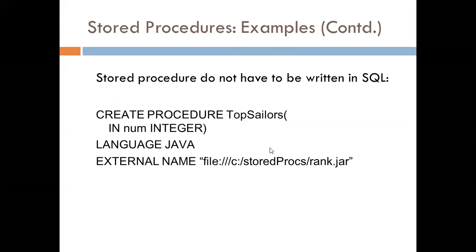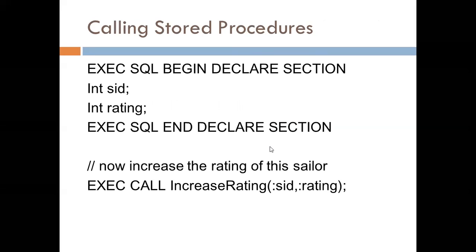So in order to call the stored procedure, we can execute like this. Exec SQL begin declare section. This is when we are writing the stored procedure in a separate file or a Java file. Exec SQL begin declaration. This is a declaration section. We are declaring two variables.